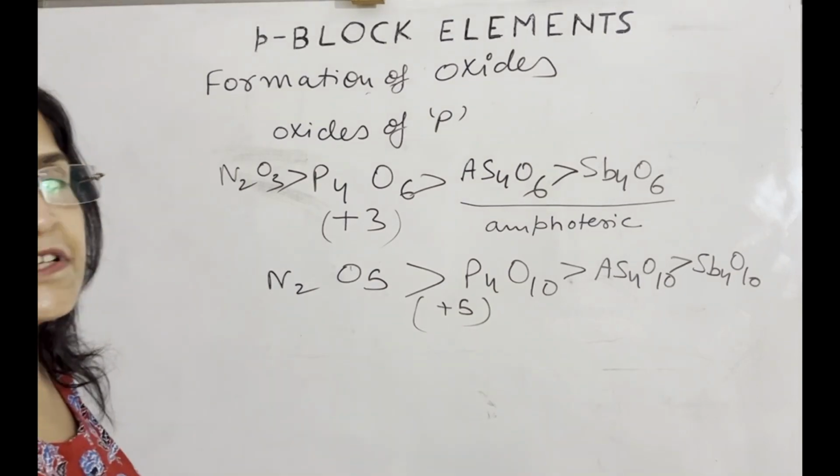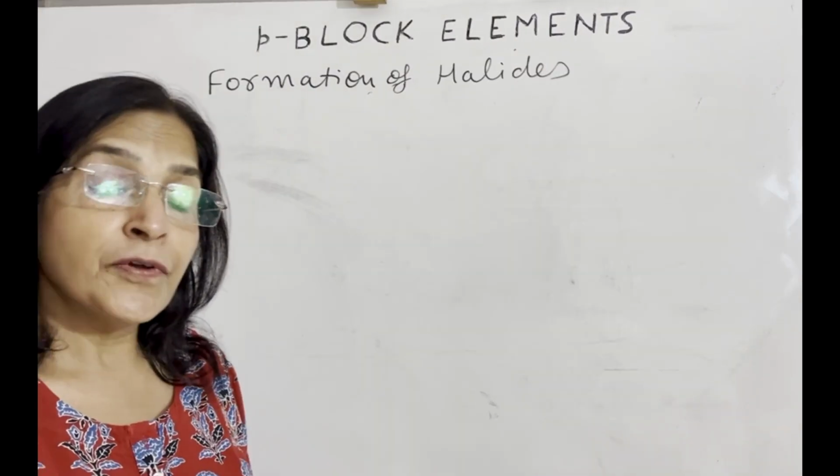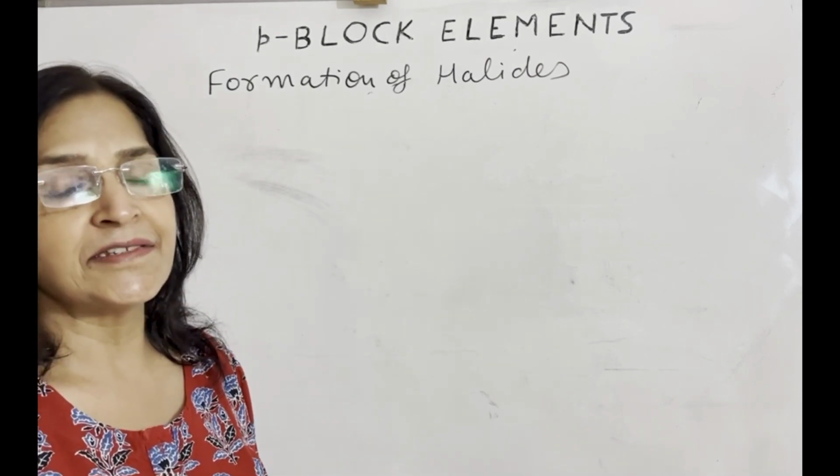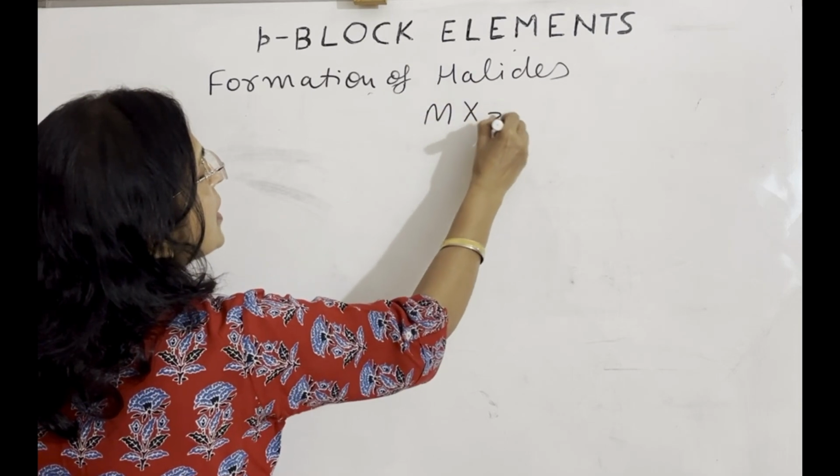This is the order in +5 oxidation state. Acidic strength decreases in this order. Group 15 elements form two types of halides, trihalides and pentahalides. Trihalides have the general formula MX3.